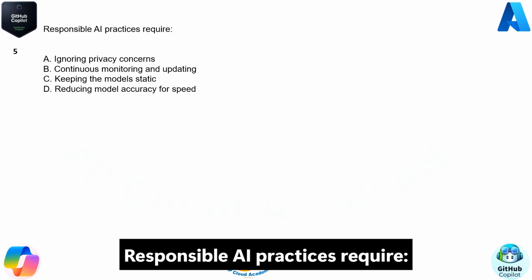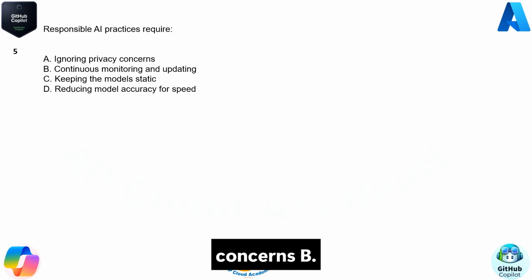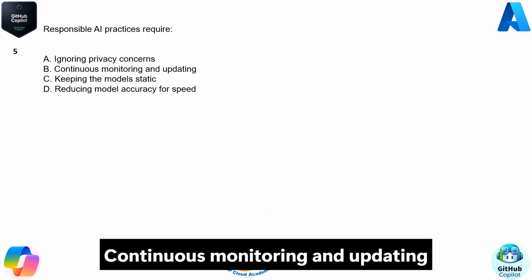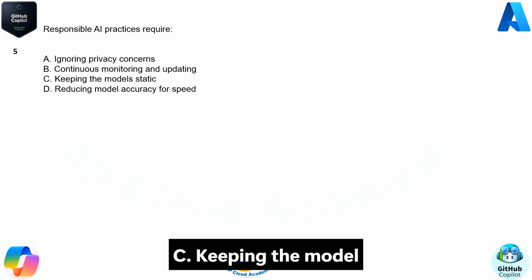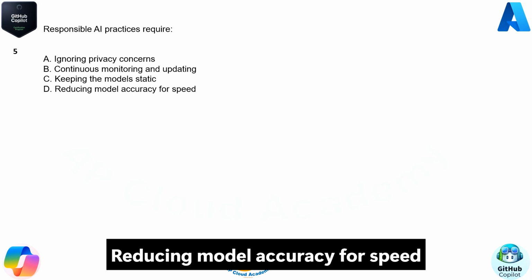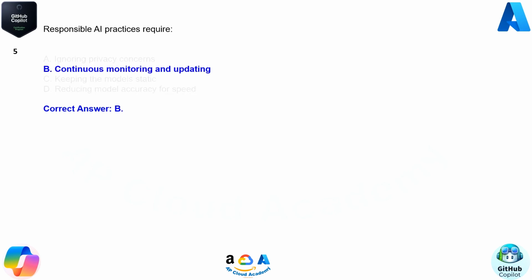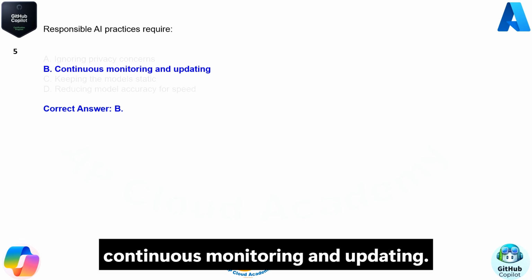Responsible AI practices require A. Ignoring privacy concerns. B. Continuous monitoring and updating. C. Keeping the model static. D. Reducing model accuracy for speed. Correct answer, B. Continuous monitoring and updating.